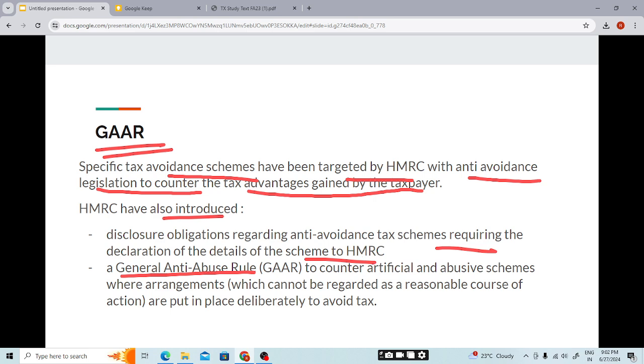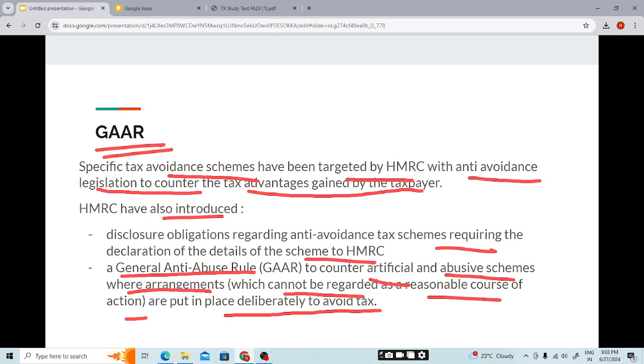HMRC says that when you're doing tax planning, the tax schemes which you are using, you need to disclose when you're filing your return. What tax scheme you used, what the amount is, and everything you need to disclose. And the general anti-abuse rule is used to counter artificial and abusive schemes, arrangements which cannot be regarded as a reasonable course of action and are put in place deliberately to avoid tax.